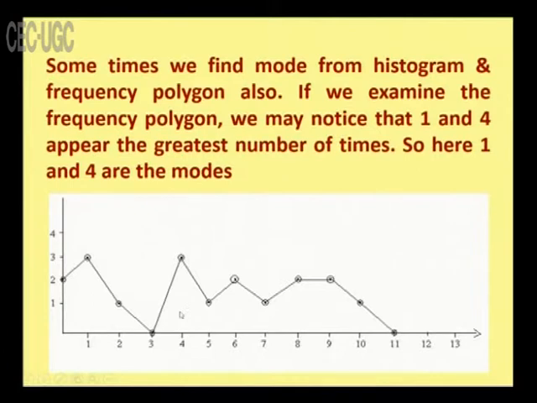Now, let us discuss that if a graph is given, then also we can find the mode. Look at the graph, this is a frequency polygon, and we may notice that the values 1 and 4 occur the maximum number of times, and all other values are in between. Therefore, by looking at the graph, we can say that the values 1 and 4 are the modes of the data set, and this is another way to find the mode.